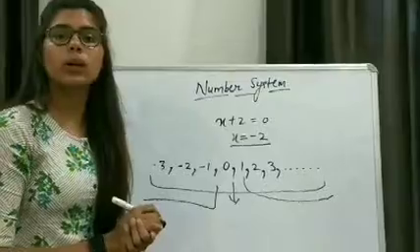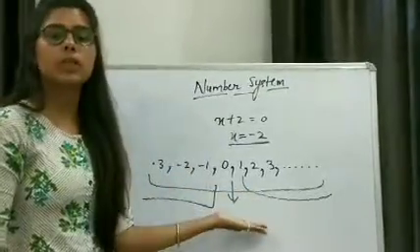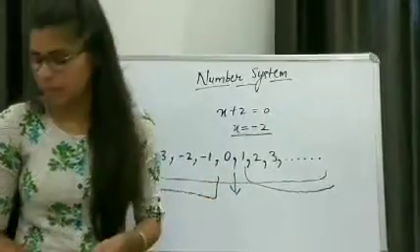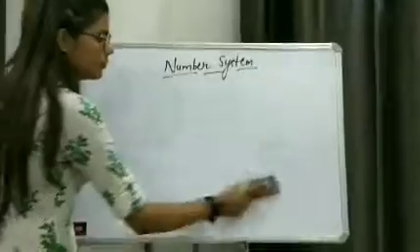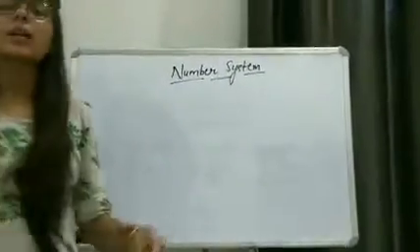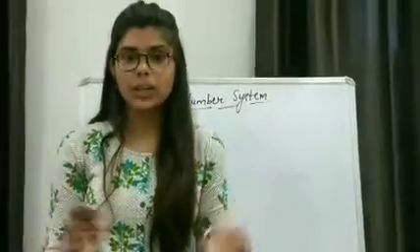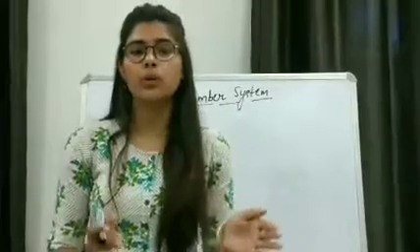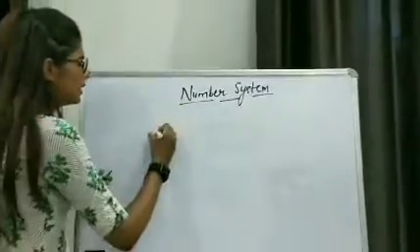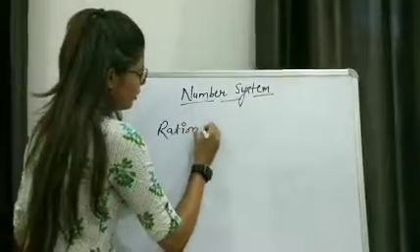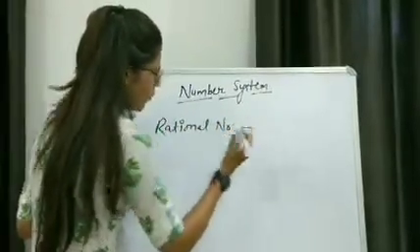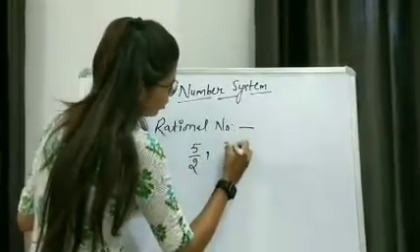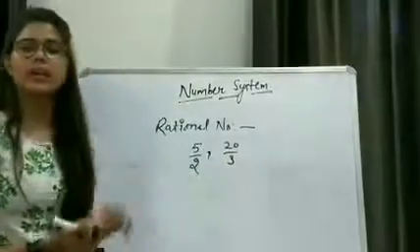When we represent this on a number line, this is the representation of this. Now we will further discuss rational and irrational numbers. Now we will discuss what rational numbers are. Rational numbers are those numbers which can be written in the form p/q, where q does not equal 0. For example, 5/2, 20/3. These are called rational numbers.